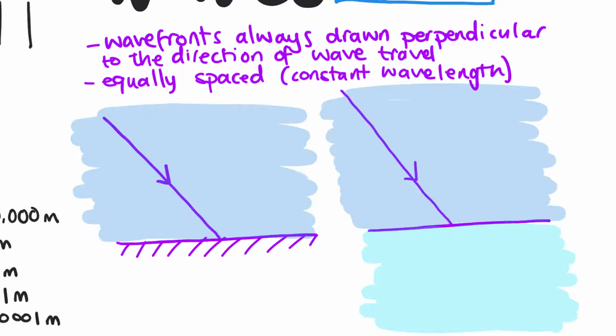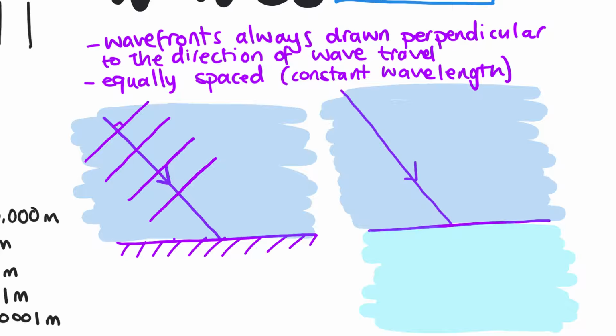But I'm now going to add on a series of lines that are perpendicular to that direction that the wave is travelling in. And this line is what we call a wavefront. This is like a ripple of the wave. It's lots and lots of crests occurring here at the same time. Now when we draw these wavefronts on, they will always be perpendicular to the direction of the wave travel, and they will always be equally spaced. And that's because our wave is moving with a constant speed, and therefore it has a constant wavelength.